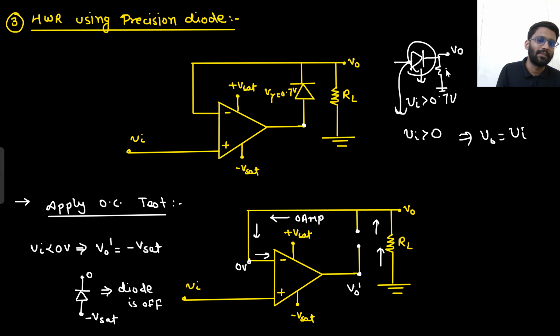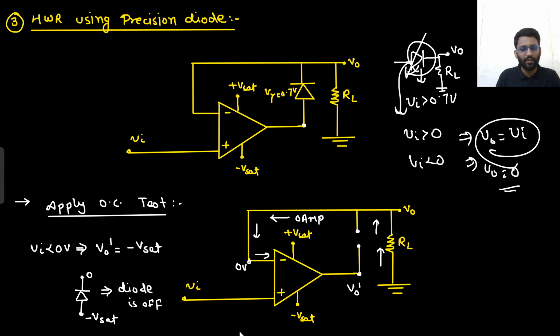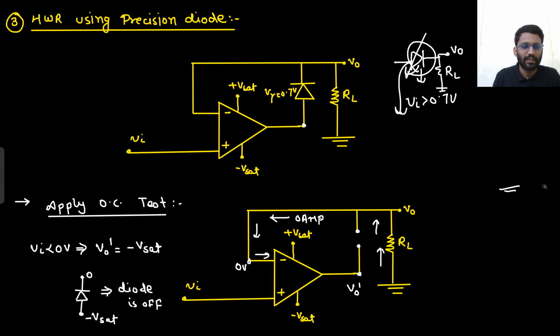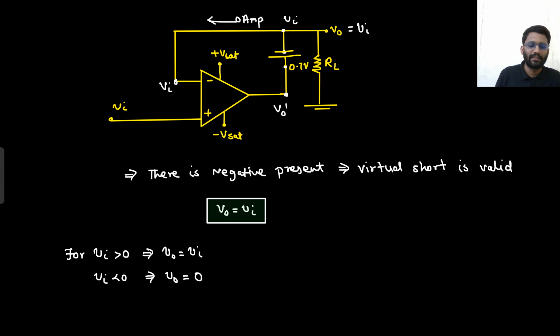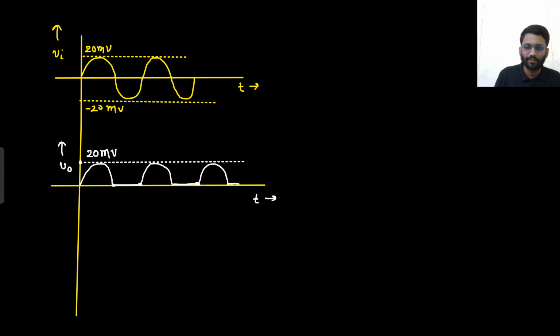Let's just say this is your output. So your output is becoming equal to Vin only, and for Vin less than 0, this diode is becoming off, and your output is equal to 0 volt. Well and good. So this was the half wave rectifier using precision diode. Let's check out other applications as well, using precision diode.